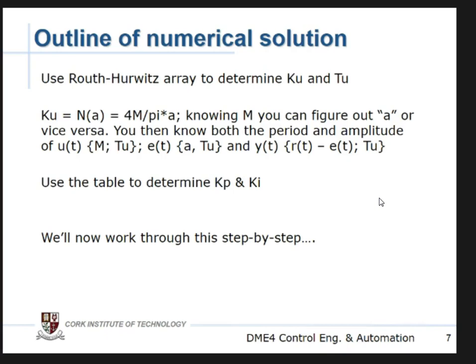One of the things we need to do, if we want to determine the gain and the period of the oscillation, is to determine this from the Routh-Hurwitz array, which is just a numerical technique to figure out those things. As I said, once we know that, and if we know m, we can figure out a, and then figure out the amplitudes and periods of the various signals. So from here we'll figure out the period, and then the amplitude, and then I know u of t and y of t, which are the two things that we were asked for in the question.